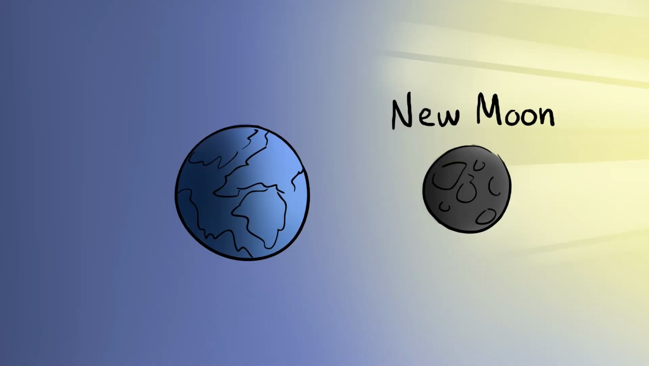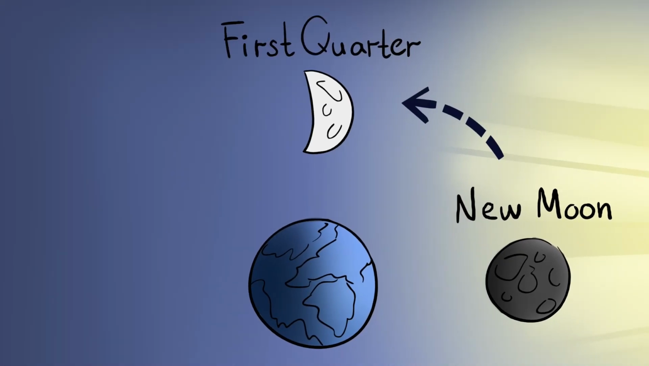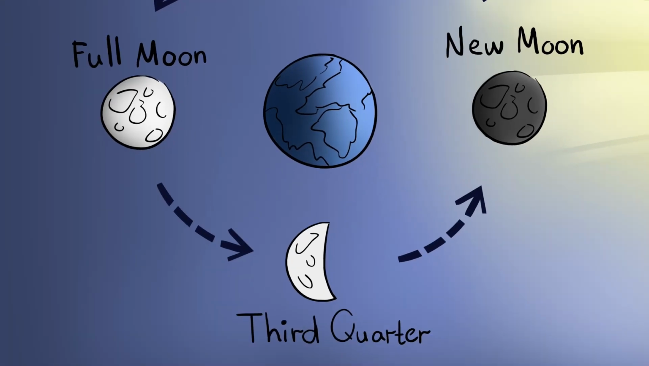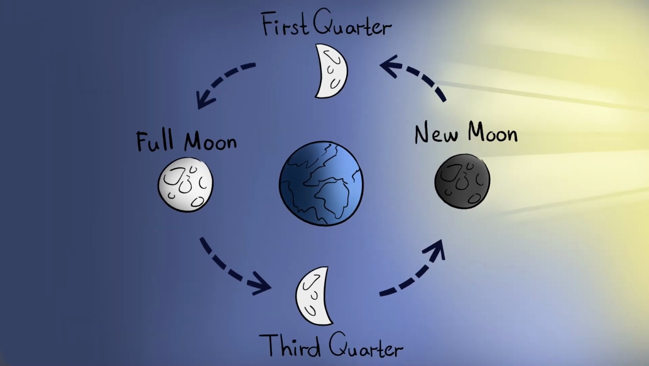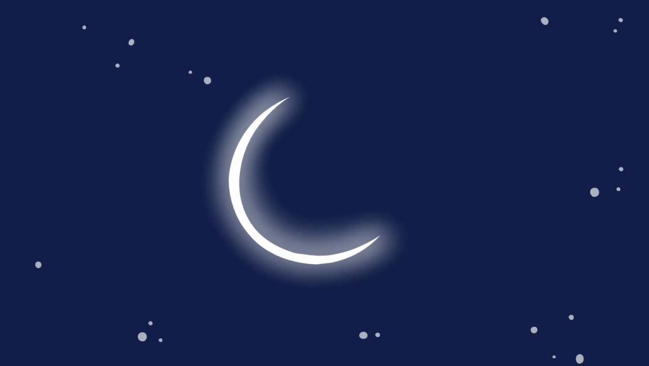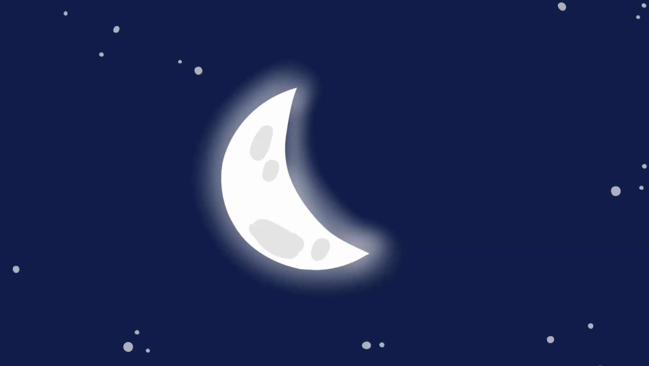But the moon moves around the Earth, and each day we see a different portion of it lit by the sun. This is called the phases of the moon. When the moon is between the sun and Earth, we can barely see it. That's a new moon. When it's fully lit, we call it a full moon.